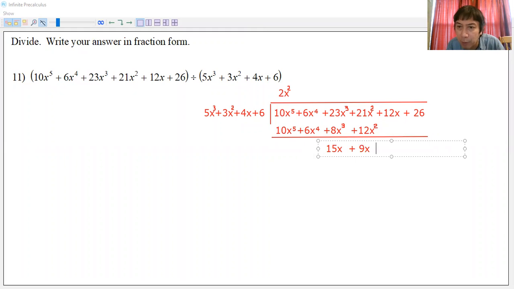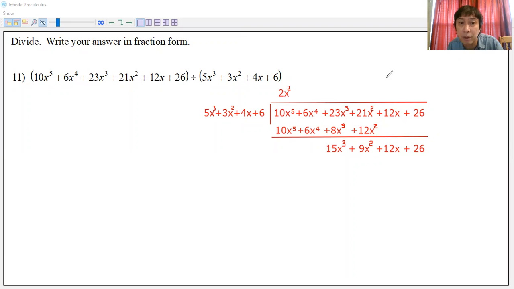Okay, bring down the 12x and 26. All right, let's put the proper exponents. This will now be a cube, and this will be squared. There. So 13 minus 8, 5, that becomes 1. And then 11 minus 2, 9. Yes, that's correct.